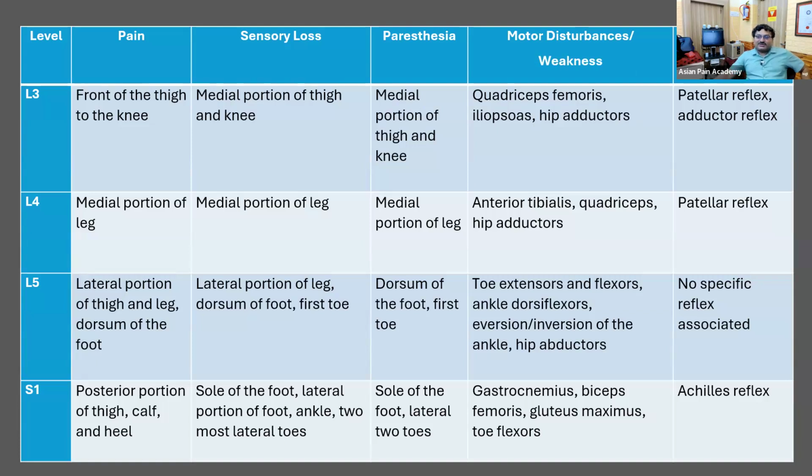So here what happens, one of the important areas is the weakness of the gastrocnemius, biceps femoris, gluteus maximus and the toe flexors, which affects the Achilles reflex.